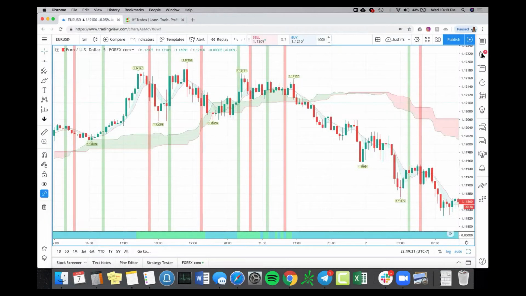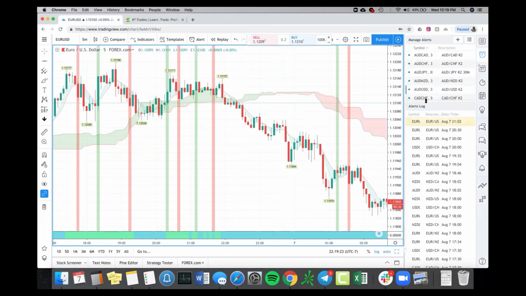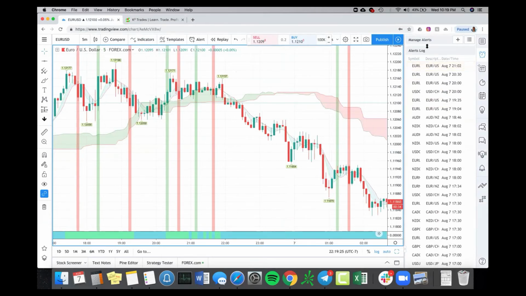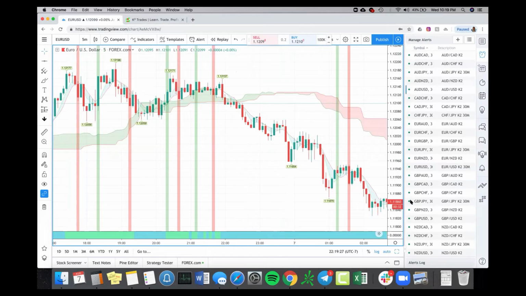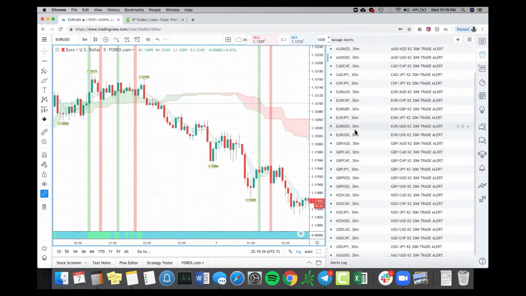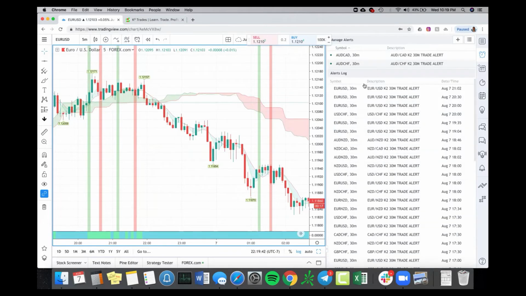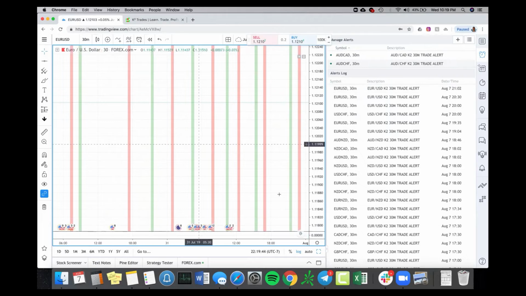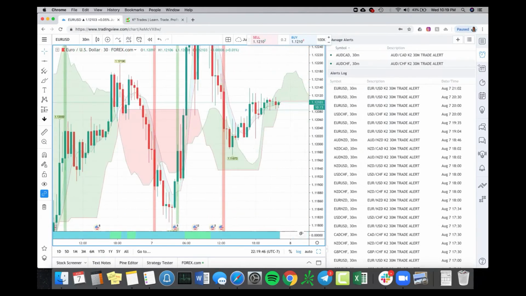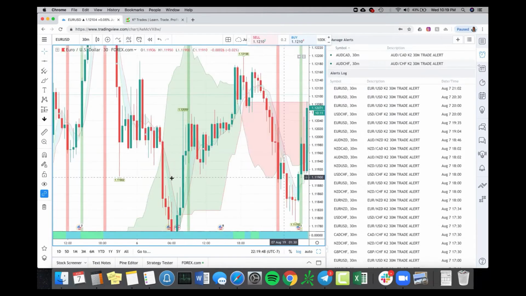So like if you see here, these are all my alerts right here. Whenever we get a valid signal for K2, for basically all of my winning pairs, I'll get an alert. So I don't have to be on my screen all day. I could be at work all day, and then when I get an alert, I'll pull up my alerts, click on it, and it'll pull up the chart. And then if all the requirements are met, then I can take it.